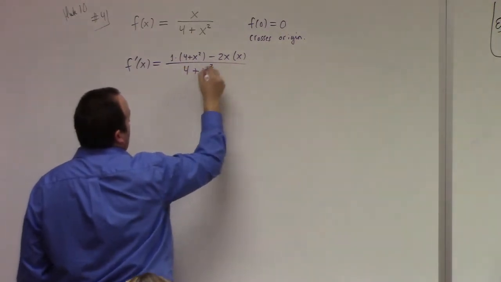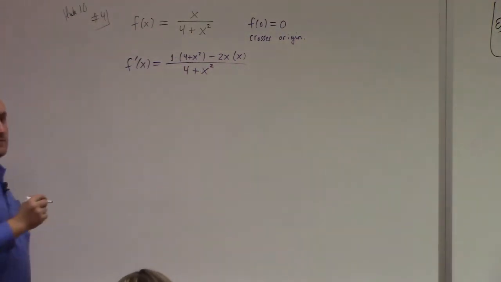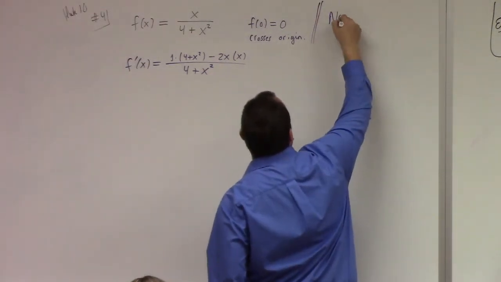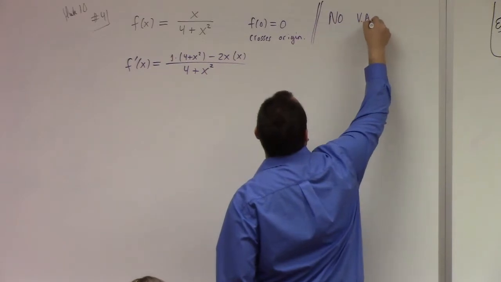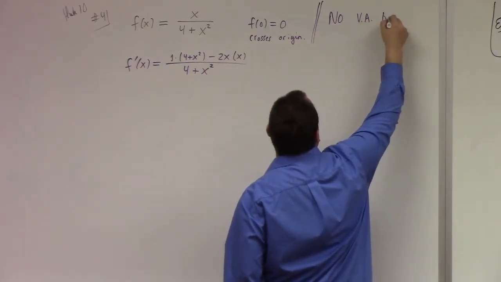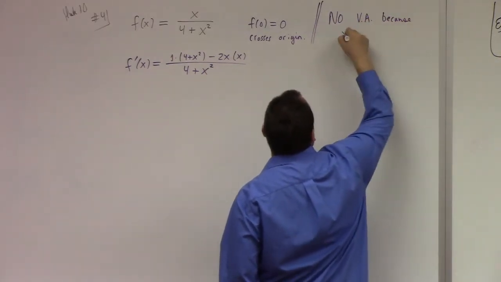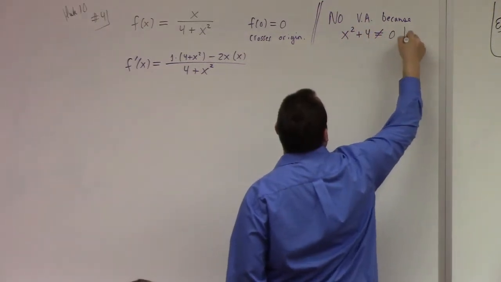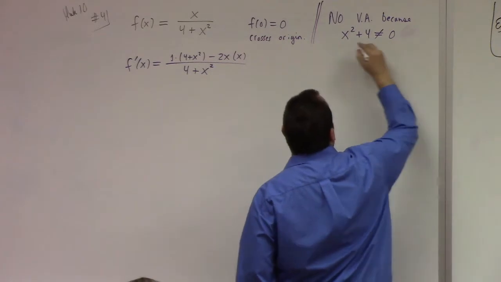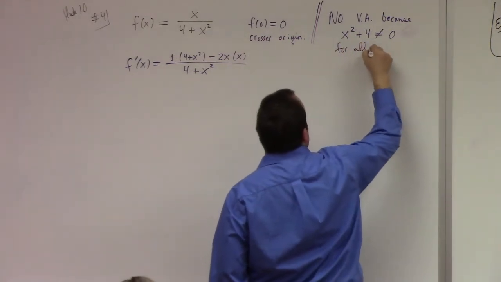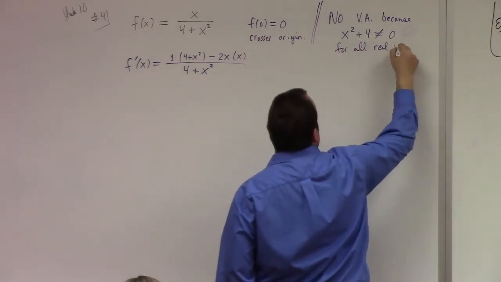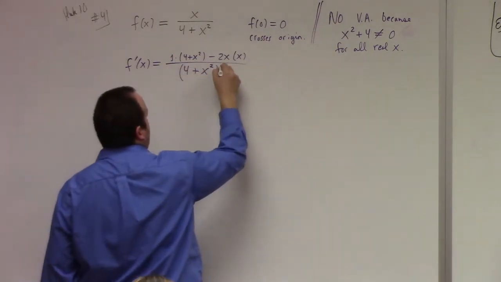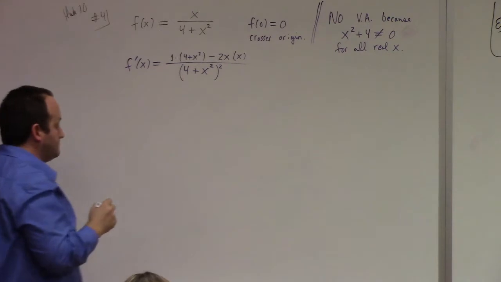Now, is there any vertical asymptote, by the way? No, yeah, oh, thank you. No vertical asymptote because what? Right, x squared plus 4 is not equal to 0 for all real numbers. All right, so yes, thank you. I do need to square the denominator.